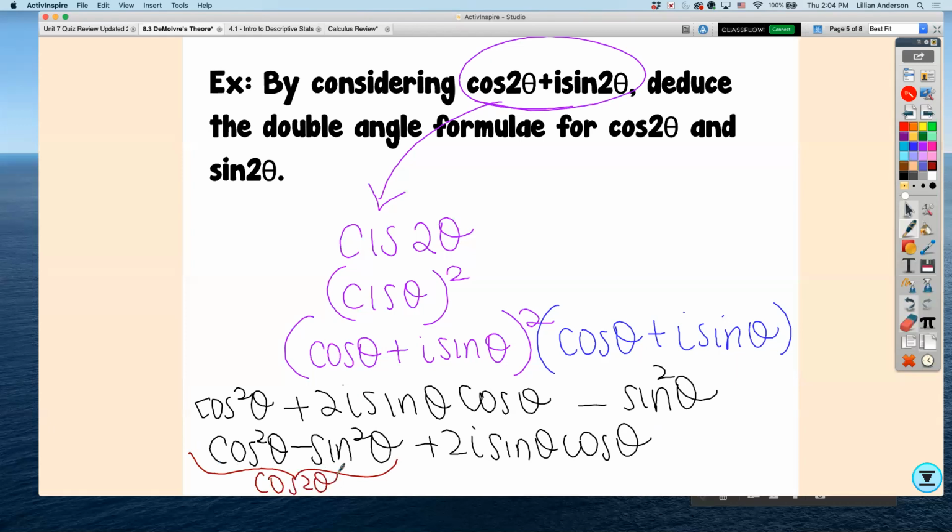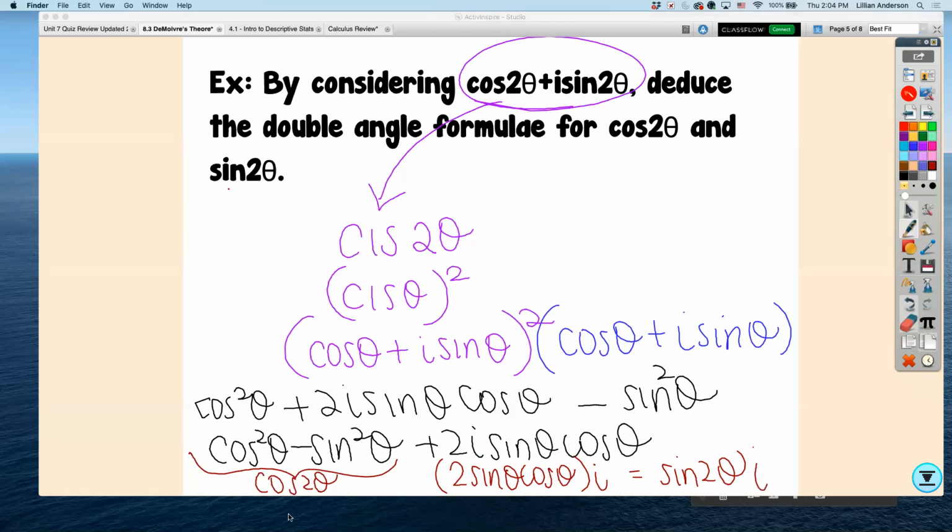And then what about that imaginary part? Essentially this is 2 sine theta cosine theta times i, and there it is: sine 2 theta. So we were able to deduce the double angle formulas by taking that complex number. It's like your proof. Glad it all worked out in the end.